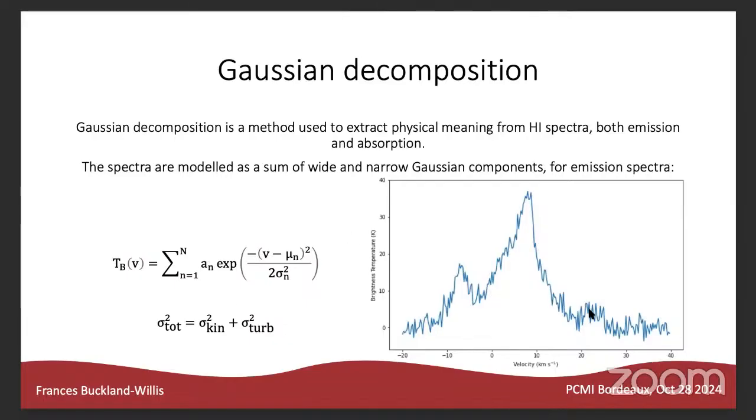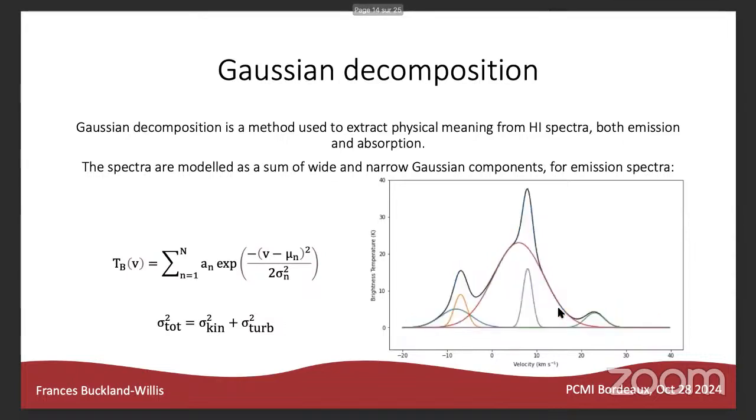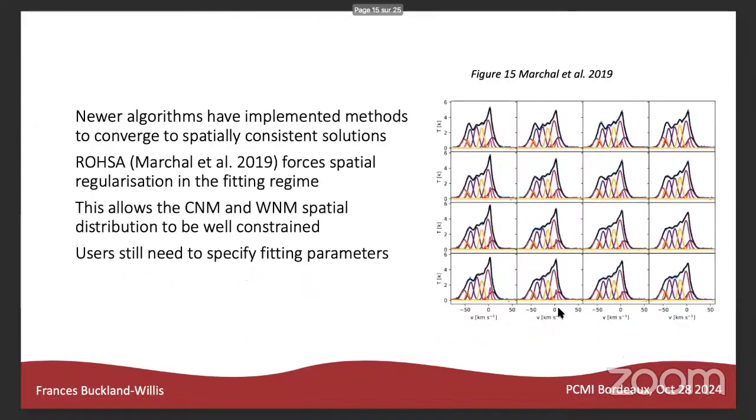So we take this noisy spectra, we model it as a sum of Gaussians, and we take our noisy spectra to a cleaner model. So it can also be a useful way of denoising your data as well. Isabel mentioned this in her talk before, the ROHSA algorithm. So we use this in this work as well. It was originally designed with H1 data in mind, but in theory, you can apply it to any data you want. And it forces spatial regularization in its fitting regime. I won't go into the details, but you're welcome to ask questions later. Basically what it allows us to do is create maps of the different phases across the entire field of view that we're fitting.